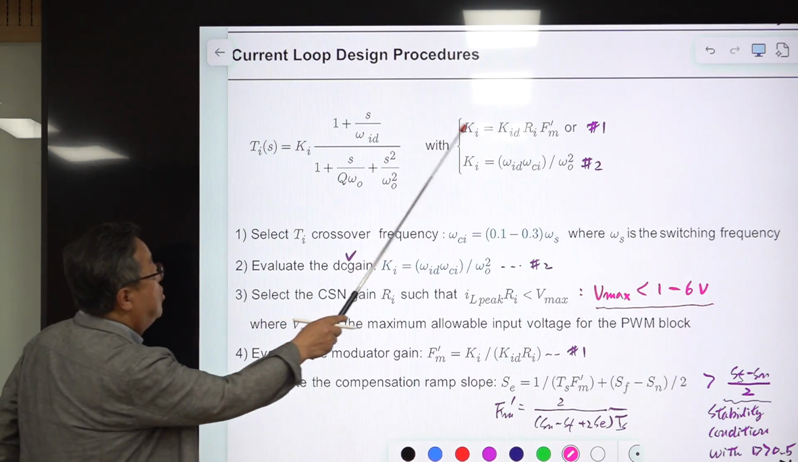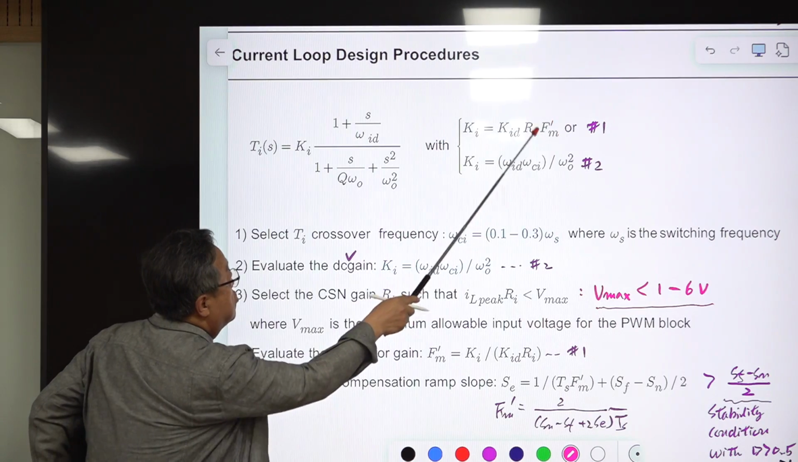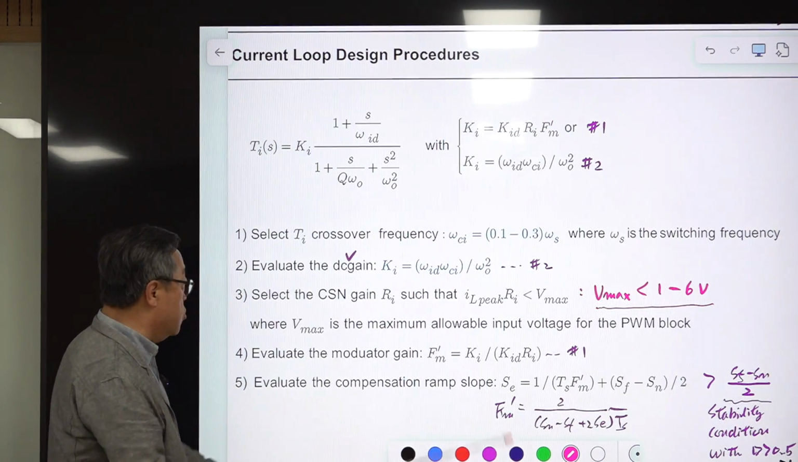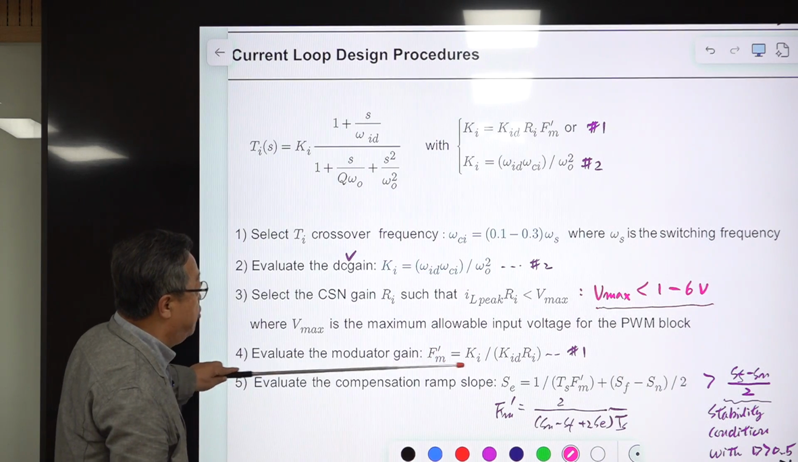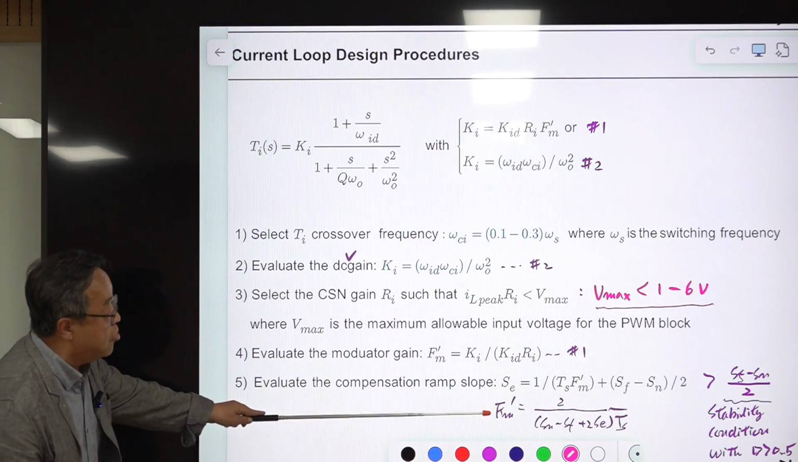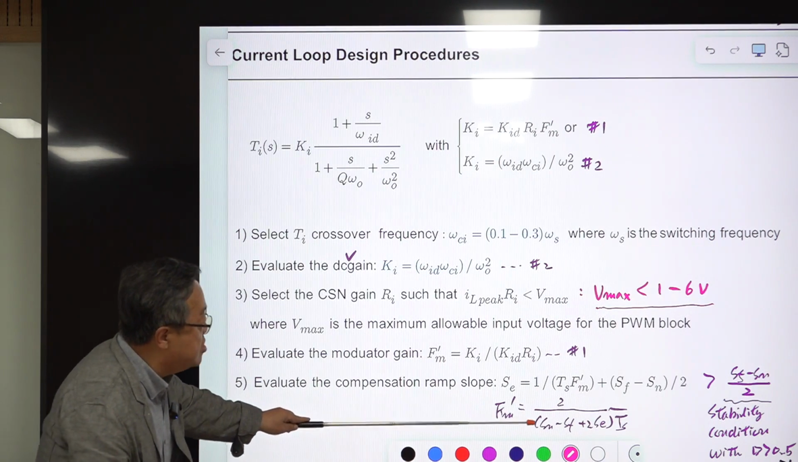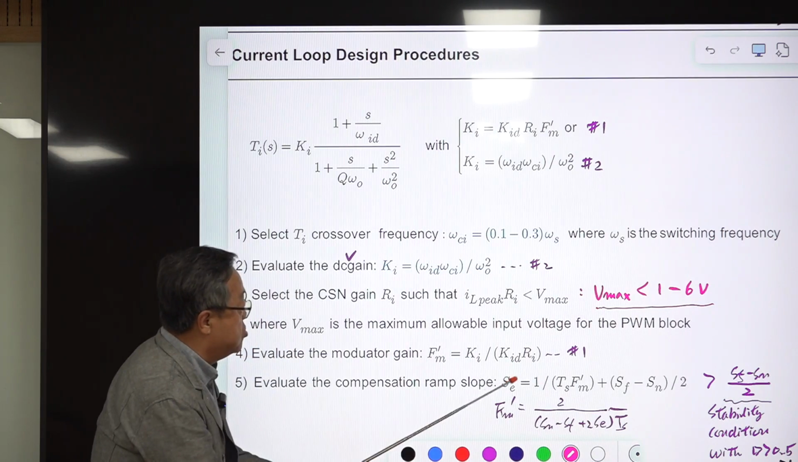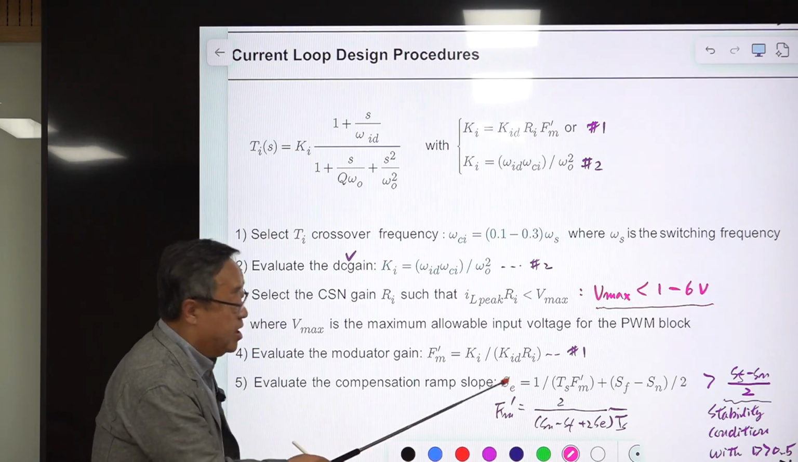Then use equation number 1. Then you determine Fm prime, the modulator gain of the current mode control. Then Fm prime is determined, and this is the expression for Fm prime. This expression is rearranged like this, and then this will determine the value of the Se.